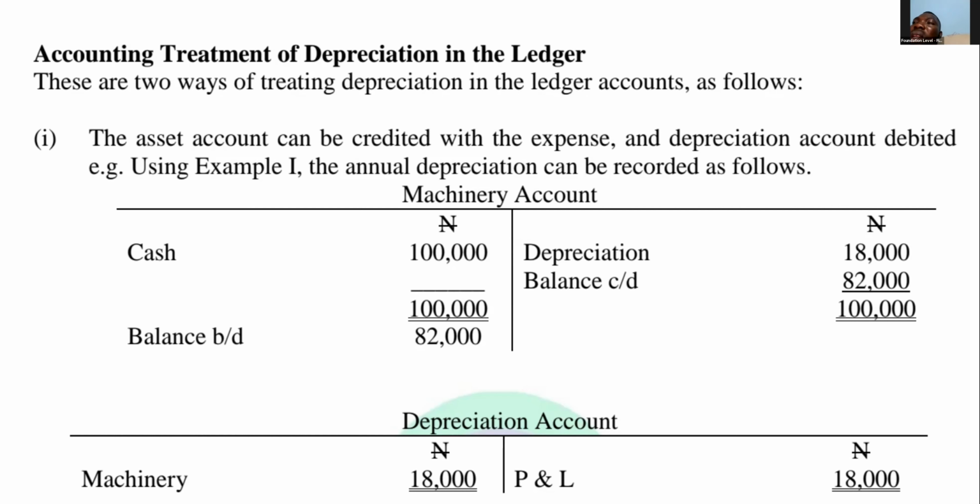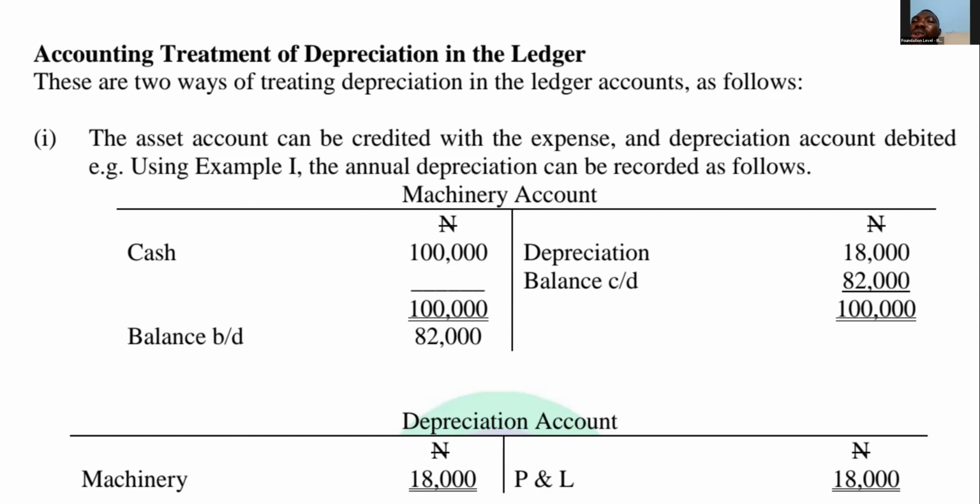Now there are two methods you can use to treat your depreciation. The first way is that the asset account will be credited with the expense and the depreciation account debited. It means your asset account will change over the years. So your depreciation will be used to reduce your asset directly on the asset account.